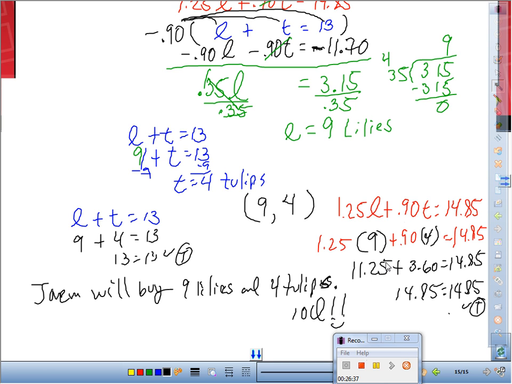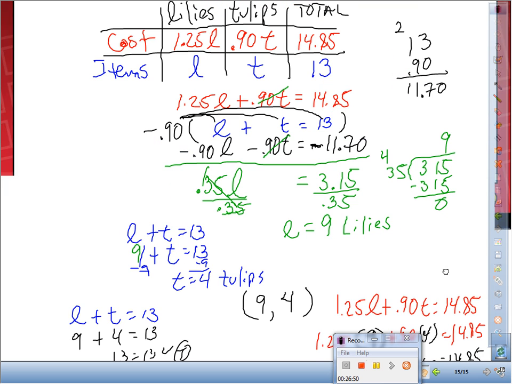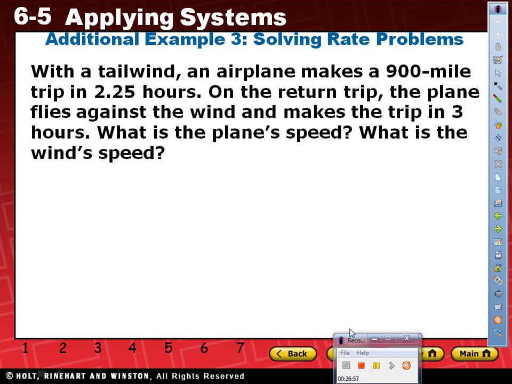Okay, copy this down, example number 3. This next one, notice these involve money and items. This next one does not involve that. So check this out. Example 3, copy that one down. Notice this one, it's a little different. It says, with a tailwind, an airplane makes a 900-mile trip in 2.25 hours. On the return trip, the plane flies against the wind and makes the trip in 3 hours. What is the plane speed, and what is the wind speed? Copy that, please.